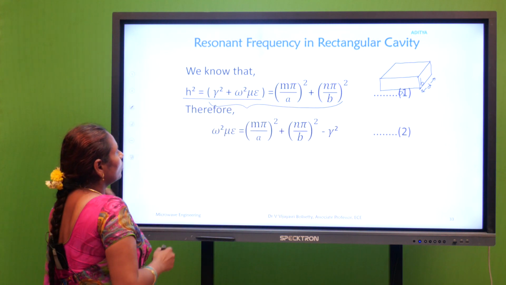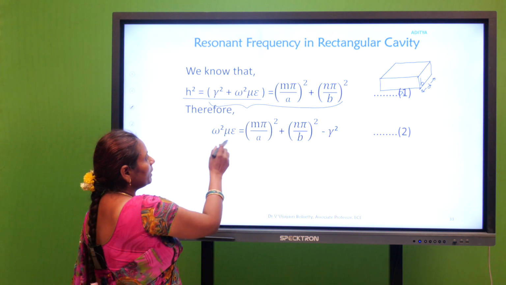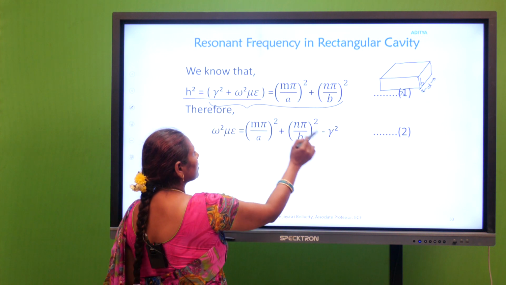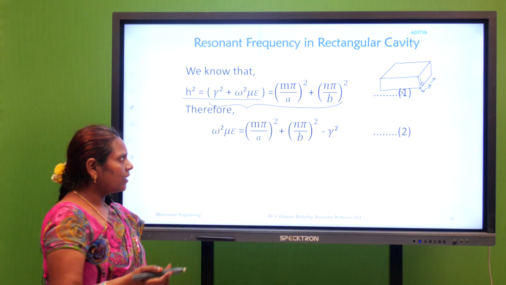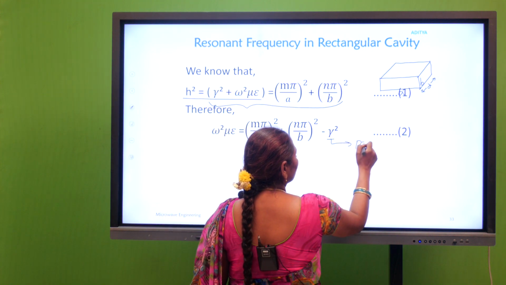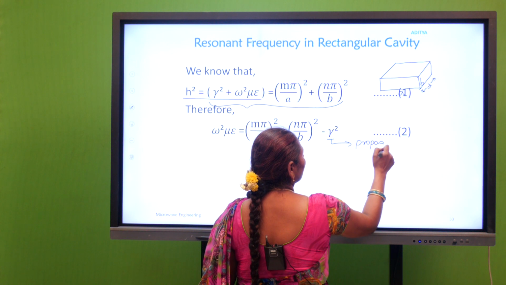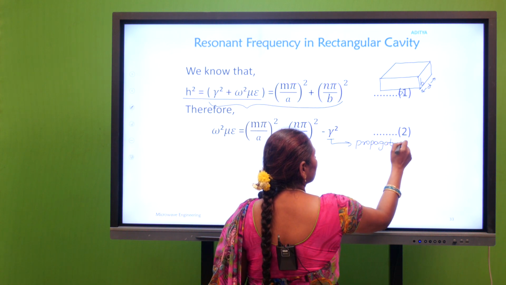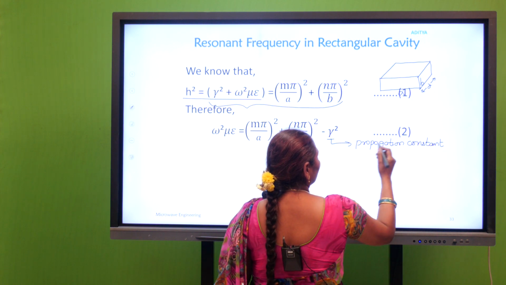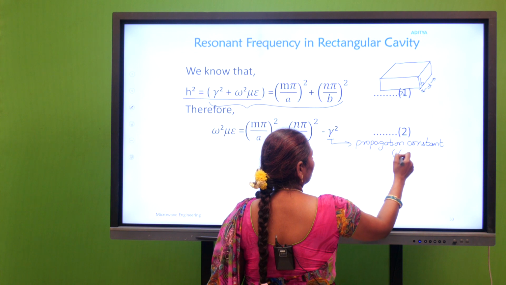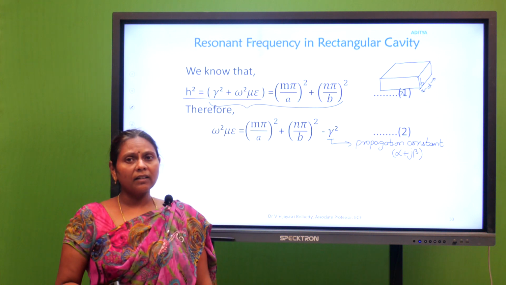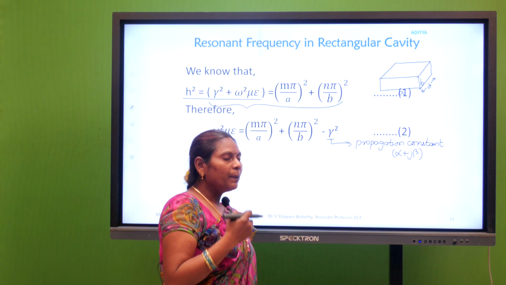Okay. So omega square mu epsilon is equal to (m pi by a) whole square plus (n pi by b) whole square minus gamma square, where gamma is the propagation constant. This propagation constant is generally represented as alpha plus j beta, where alpha is the attenuation constant and beta is the phase constant.